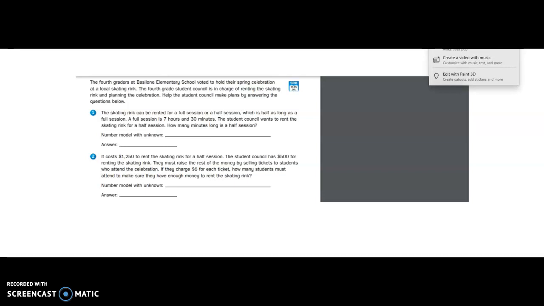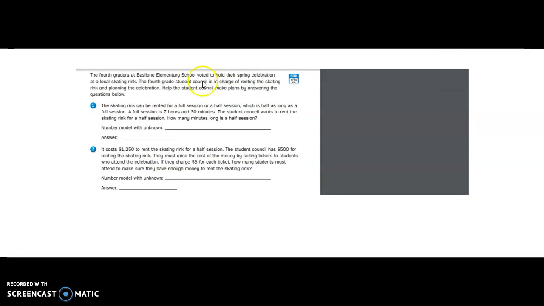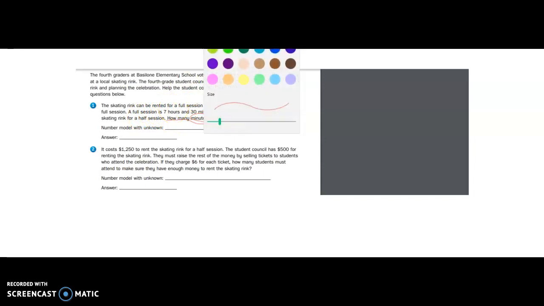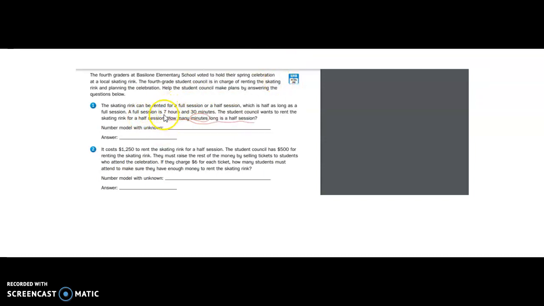So, the question we're looking at is how many minutes long is a half session. So first, let's go ahead and figure out how many minutes. The key word there being minutes means that we should convert our original time frame for the full session, which was 7 hours and 30 minutes. And let's make that into minutes now.